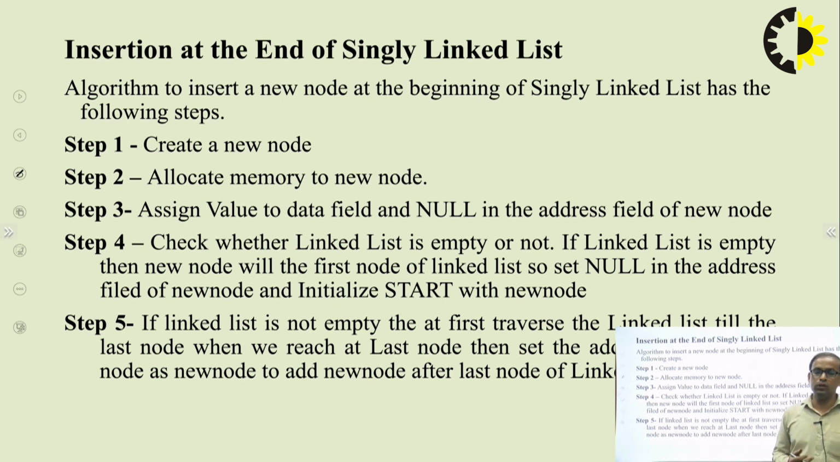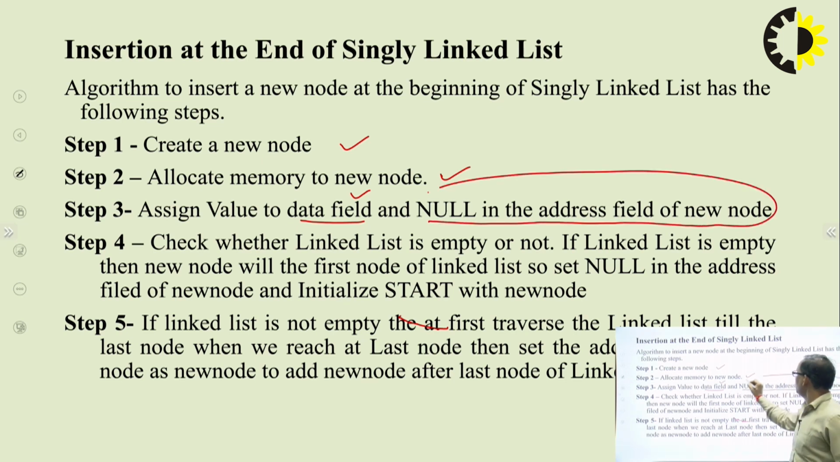Suppose we have to add a particular node in the last or at the end of the linked list. Then what steps do we have to follow? Again, at first we will create a new node to be inserted. After that, in step 2, we will allocate memory to the newly created node, assign the data field value, and set null in the address field of the new node.